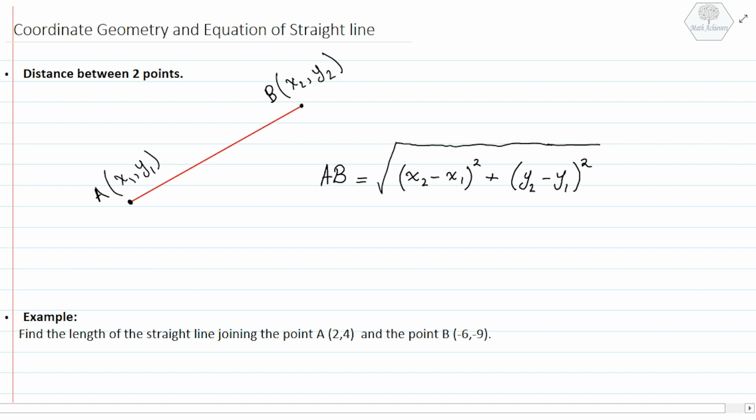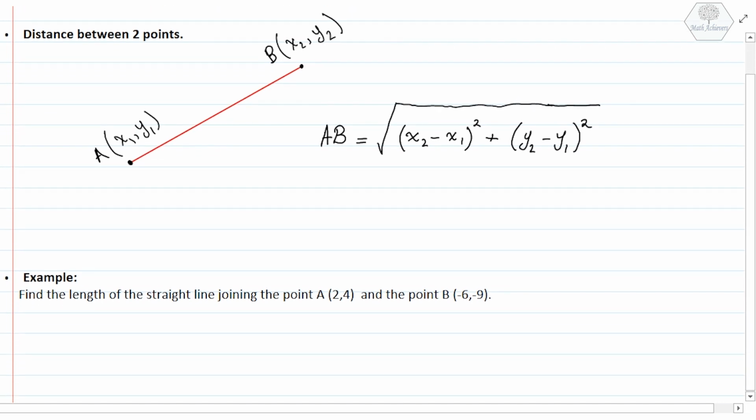Let's have an example now. We have to find the length of the straight line joining the point A, which has the coordinate 2 and 4, and the point B, which has the coordinate -6 with -9. Again, this is x1 with y1, and this is x2 with y2. To find the distance AB, I need to apply the formula.